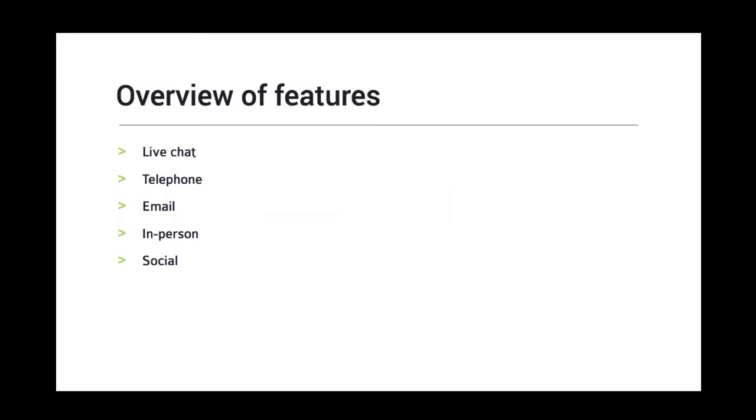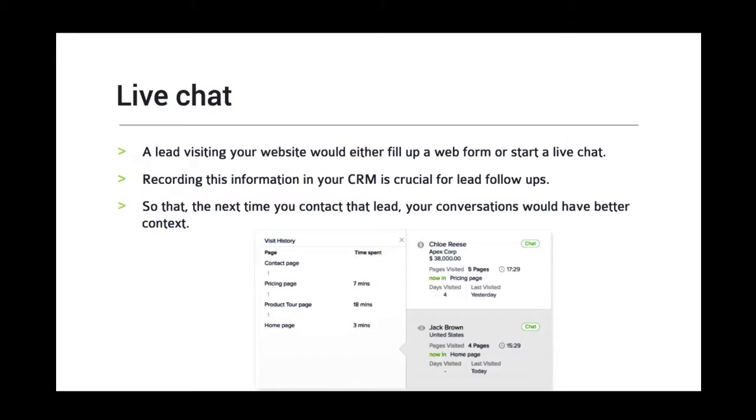In this webinar, we will be focusing on how Zoho CRM can help you manage those multi-channel interactions and how our sales signals feature helps you stay on top of all those interactions with real-time notifications. So we will talk about live chat, telephone, email, in person, and social. In order to understand how each feature works, let us first take a look into the customer journey.